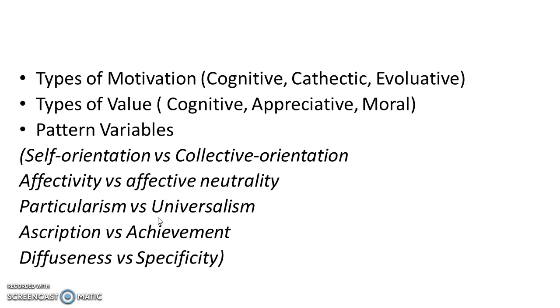And finally, pattern variables. Pattern variables are five in number: self orientation versus collective orientation, affectivity versus affective neutrality, particularism versus universalism, ascription versus achievement, diffuseness versus specificity.